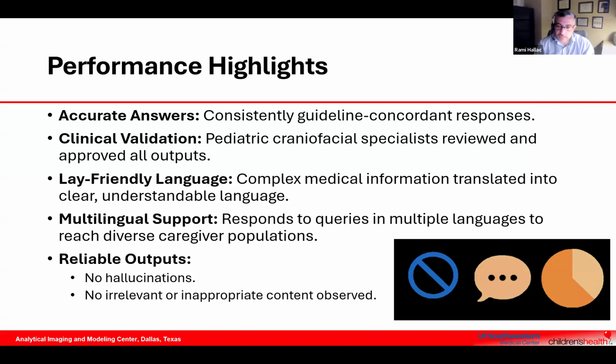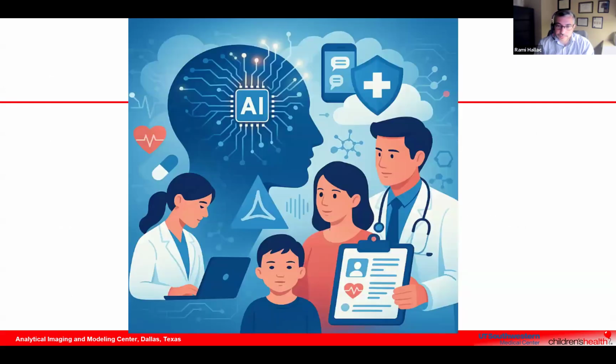Clara also supports multiple languages, making it accessible for families who speak languages other than English. In short, Clara has proven to be a safe, accurate, and patient-friendly tool for cleft care education. AI is transforming how we understand and improve patient care, making assessment faster, more consistent, and more accessible. This is just the beginning of building smarter tools that truly support our patients.